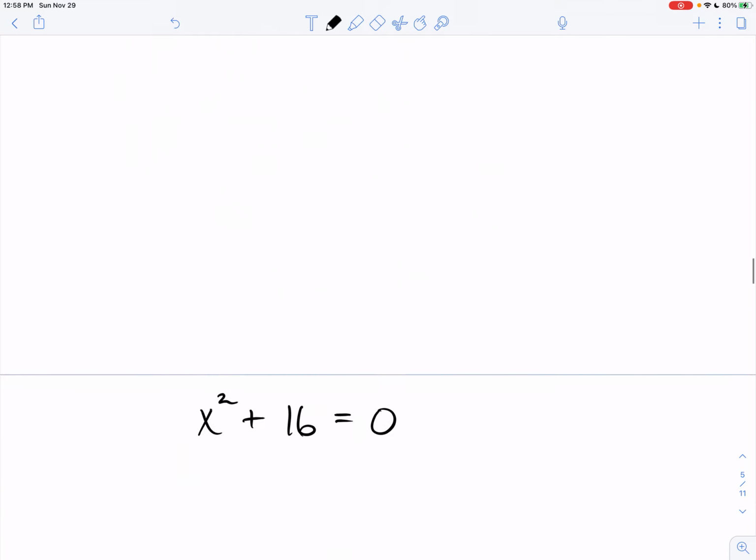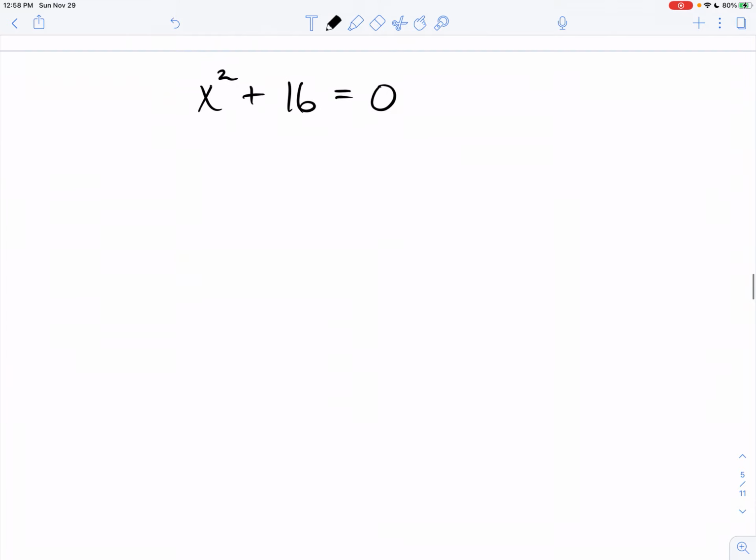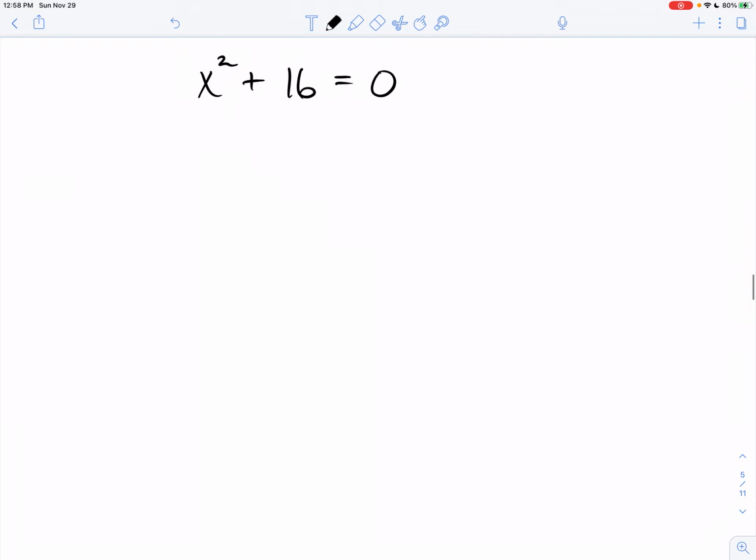So how do you recognize it? Well, guess what? You don't see any x to the first in the problem. You don't. What would be my first step on this one? My first step on this one would be isolate the x squared. So I'm going to take it away, take it away, take it away now.